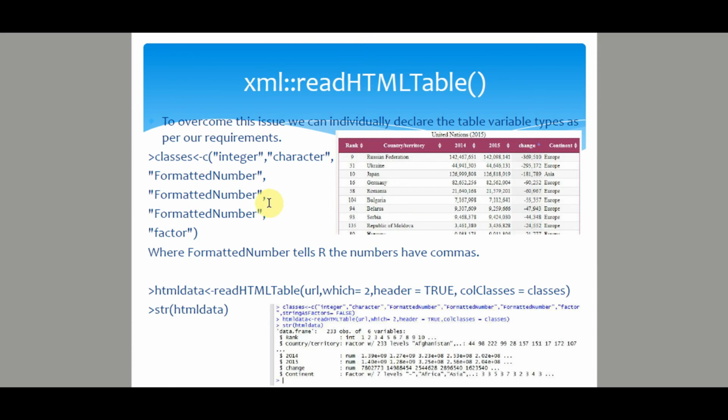You might be wondering what is the FormattedNumber data class. This FormattedNumber class tells the R object the numbers have commas in them. Execute the same line of code with colClasses equal to the R object where we have saved the list of classes according to their position. Done. Type str(data) to verify the changes.